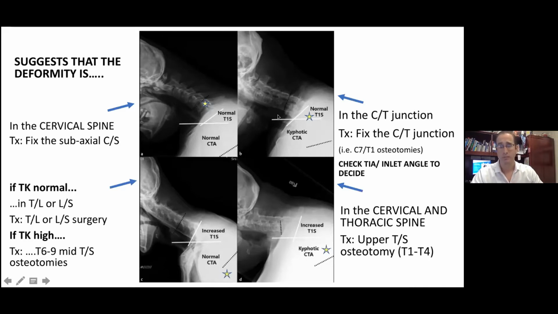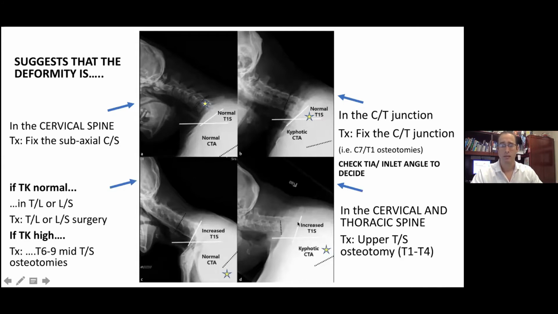Over here, when you're looking at a normal T1 slope and then a kyphotic angle, you would imagine that you have a thoracic problem, particularly in the upper thoracic here, and you check the junction specifically from C7 to T4 to see where the deformity is.